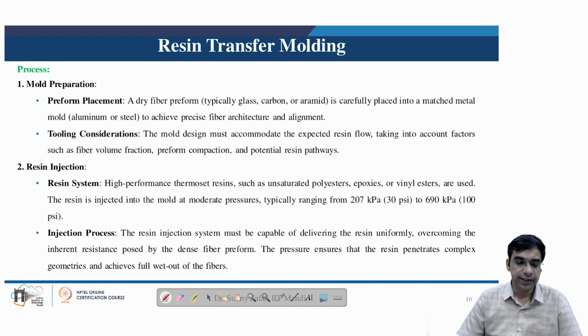Resin injection involves a resin system, which is basically a high performance thermoset resin such as unsaturated polyester, epoxy, or vinyl ester. The resin is injected into the mold at moderate pressure, typically ranging from 207 kilopascals to 690 kilopascals. The injection process is basically capable of delivering resin uniformly, overcoming the inherent resistance posed by the dense fiber preform. The pressure ensures that resin penetrates the complex geometries and achieves full wet out of the fibers.